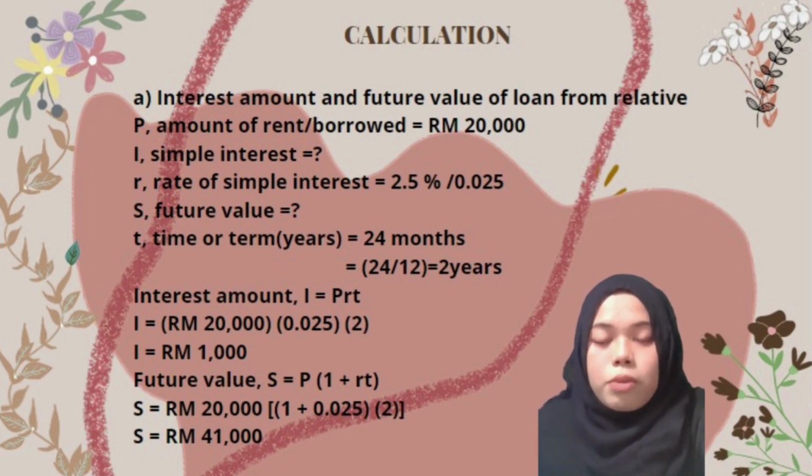Using the simple interest formula I equals PRT, enter the information given into the formula. I equals 20,000 times 0.025 times 2. So we get the answer for I is 1,000. For future value, we also use the simple interest formula, which is S equals P in bracket 1 plus RT. Then we put the information given into the formula. So S equals 20,000 in bracket 1 plus 0.025 times 2, and the final answer is 41,000.